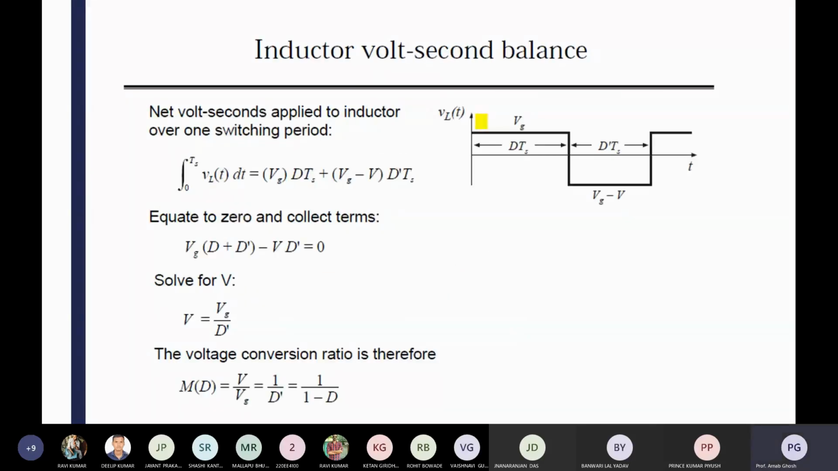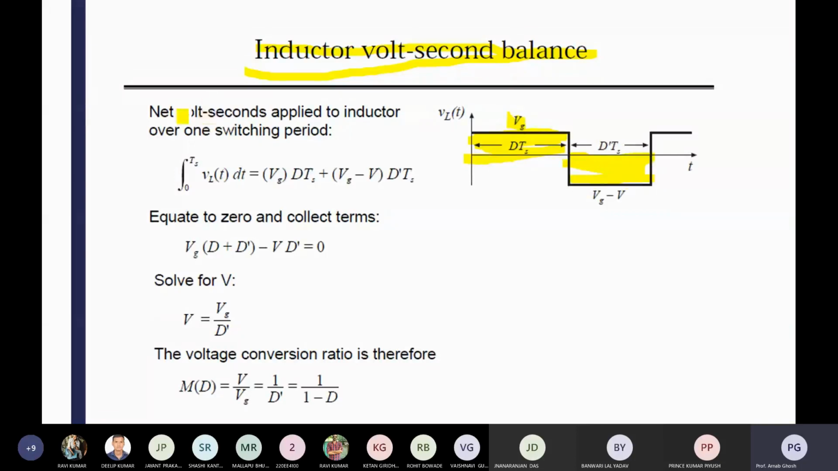Now you can go for the inductor volt-second balance. It is important. If you add both of them, you get VG, like in the previous calculations, and VG minus capital V, and that value is D dash TS.